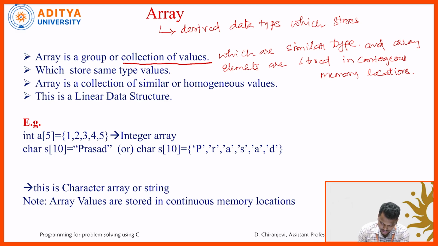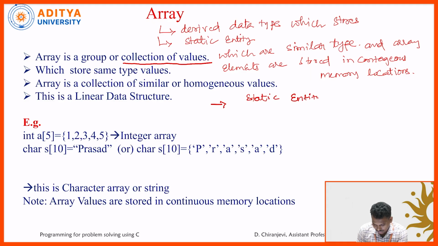So what else can you say? We can say an array is a static entity. What does it mean, static entity? Static entity means if we declare an array of size n, the size n cannot be increased and cannot be decreased. That means fixed size.